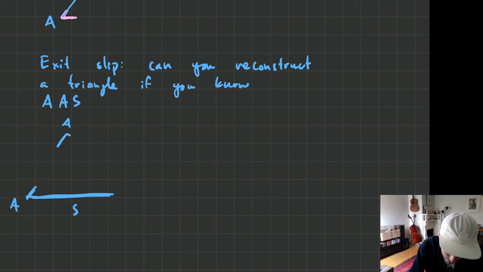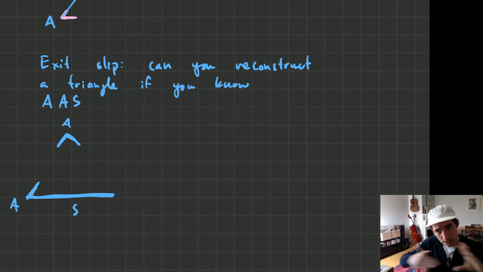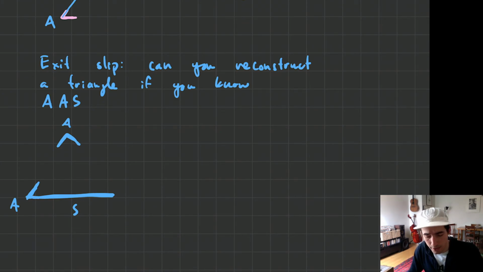But the purpose of the exit slips is not to overwhelm you. I want you to think about this. So can you reconstruct a triangle if you know two adjacent angles, so two angles, and then a side that's kind of on the outside? So think about that. I'm going to end the lesson there.